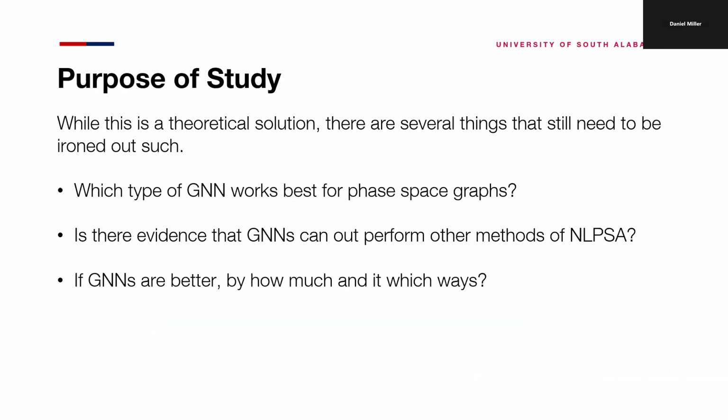So the purpose of the study and where I come in is I'm trying to find out which graph neural networks work the best. There is no definitive answer, but I have to look at specific examples and try to compare them. Is there evidence that this is a better method than traditional methods? There's not going to be an objectively better one. There's going to be some upsides and some downsides. So if it does beat out the competition in some ways, what are those ways? Is it faster? Is it less overhead? What are the trade-offs?